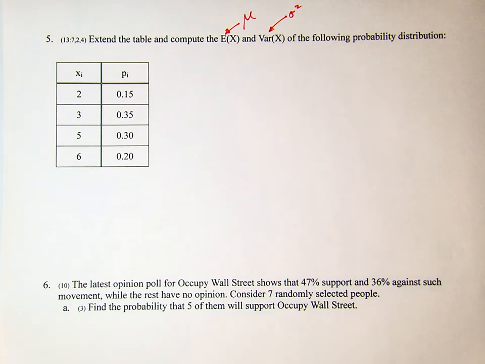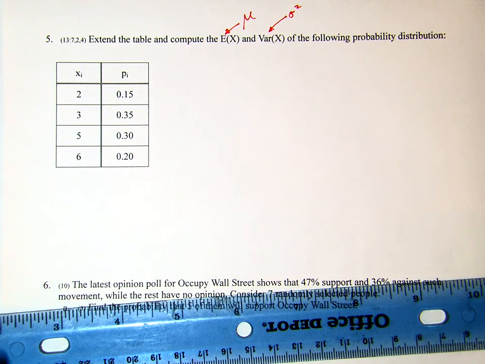Now, you will see that the way we do the extension here is actually the same as the way we did number 4. But the good news is here the probability is already given to us. In number 4, the probability is something you need to find yourself, right? Now let's do the extension.